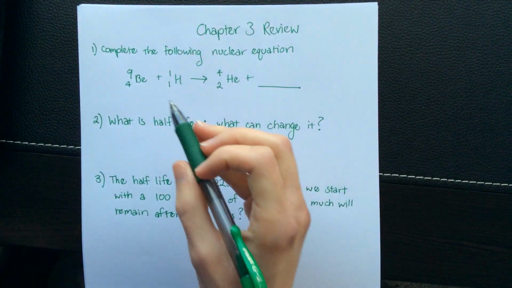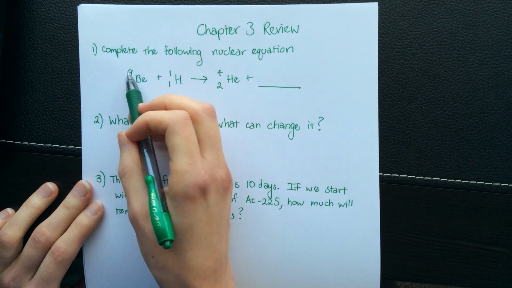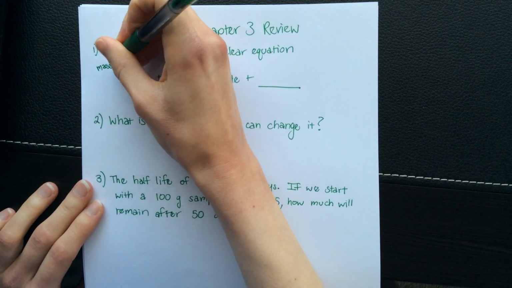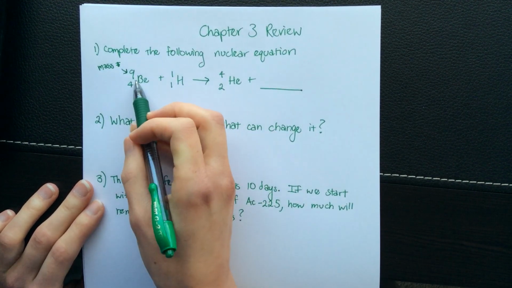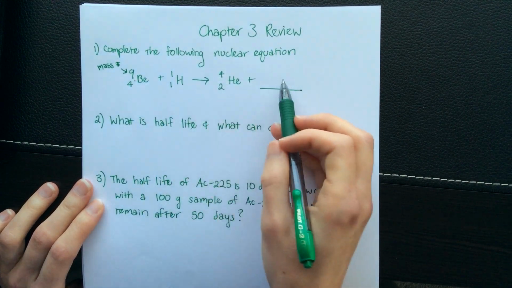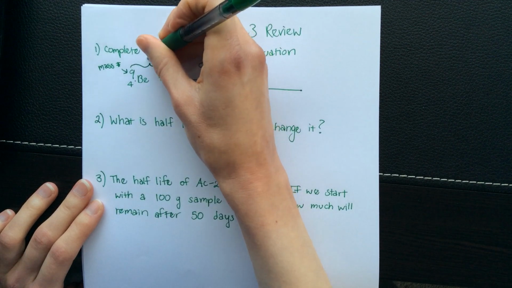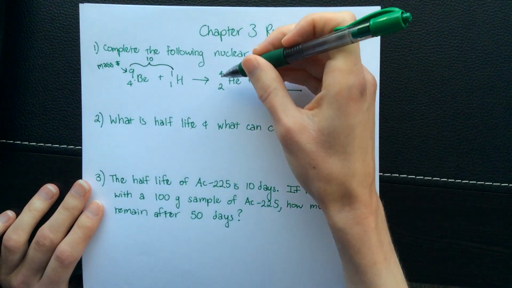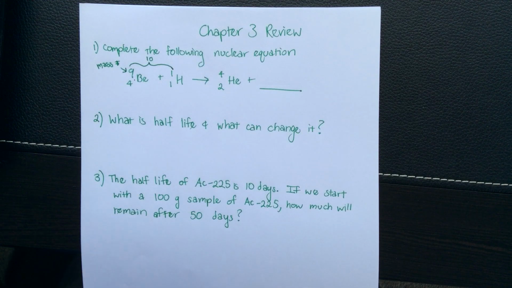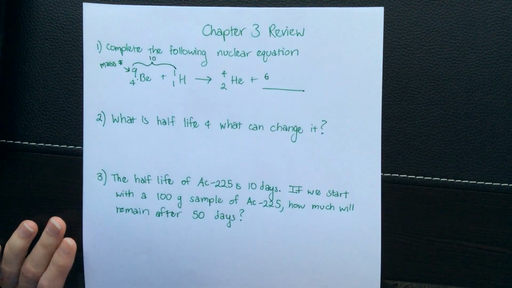It's pretty easy because the concept is that the mass numbers, remember the mass number is the top number, the mass numbers on the left have to add up to the same thing that the mass numbers on the right add up to. So on the left we have 9 and 1, so that's 10. So over here we have 4, so the question is 4 plus what is 10? And obviously it's 6, so this is going to be 6.